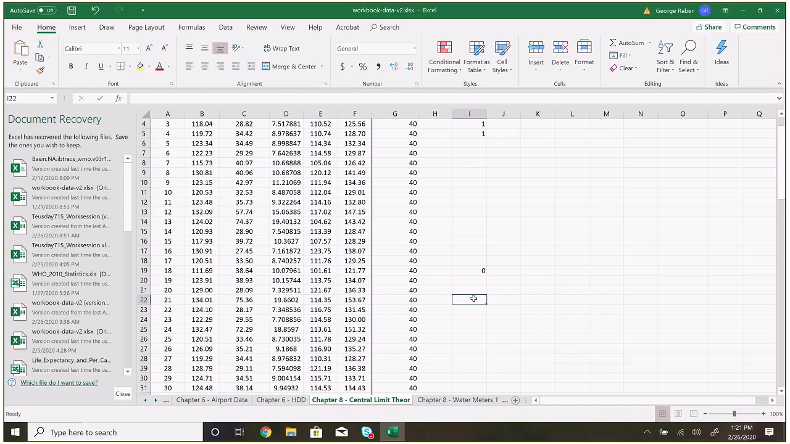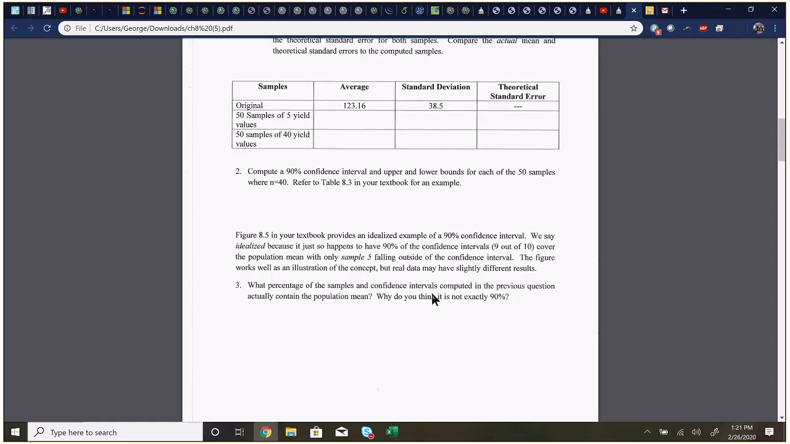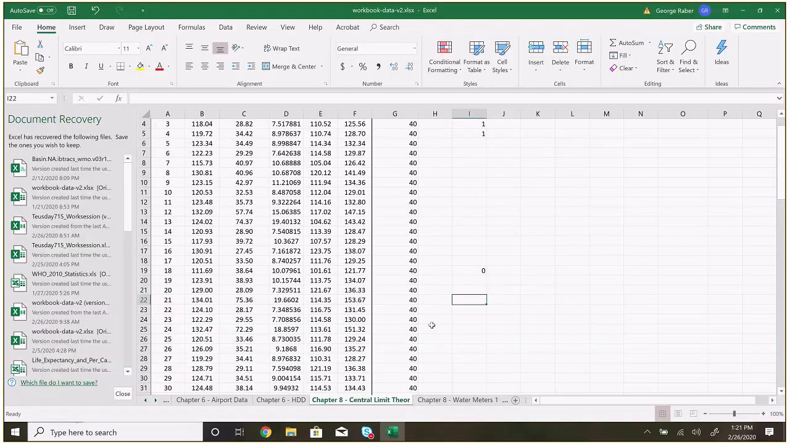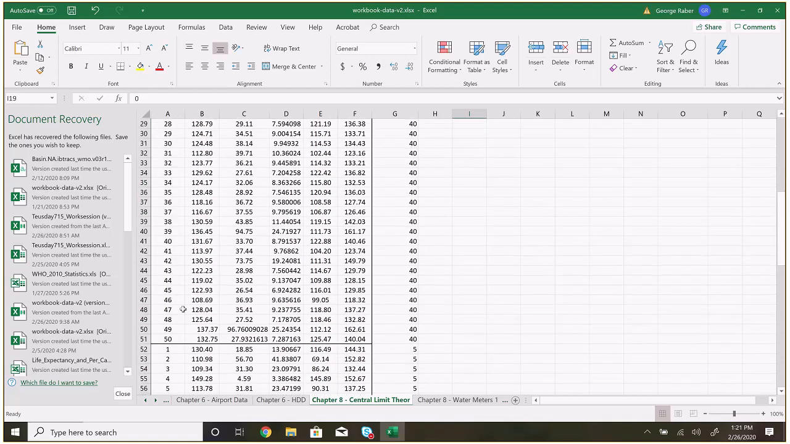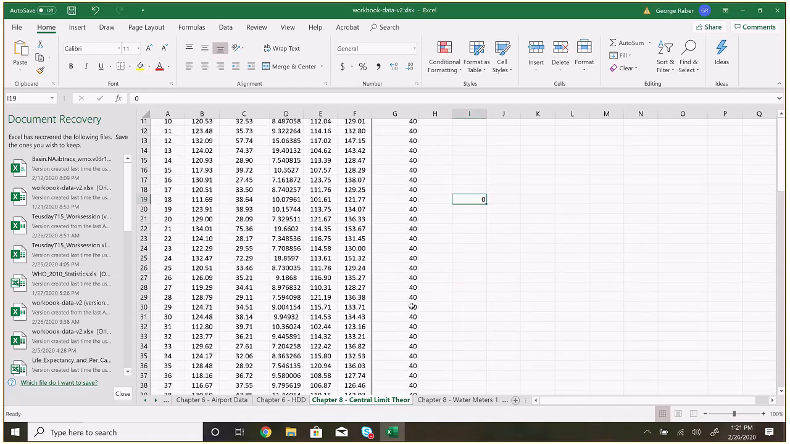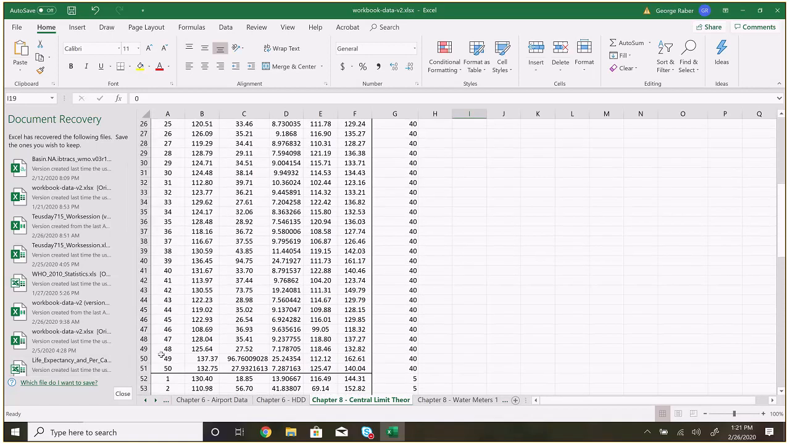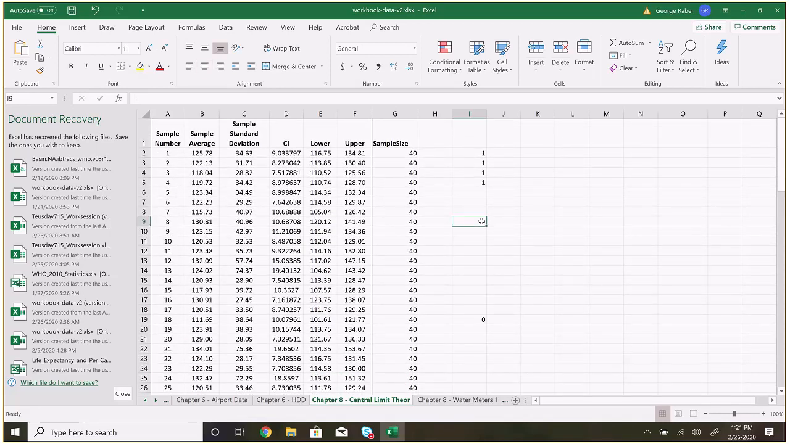And then is there any others? So what this is asking is, what percentage of the samples and confidence intervals computed in the previous question actually contain the population mean? So this one does not contain the population mean. Okay, so let's say it's the only one. Well, how many were there? There were 51. Okay, so 1 out of 50. No, sorry, there weren't 51. There were just 50, because this is actually the number of how many there are. So 1 out of 50, what percent is that?